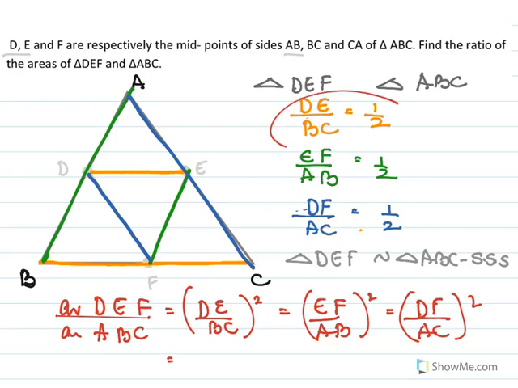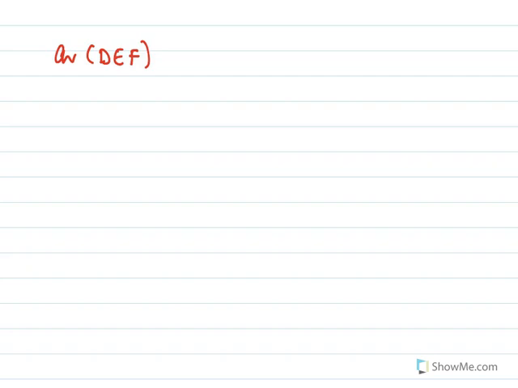Now DE over BC we saw is 1 by 2. So all of them are 1 by 2. 1 by 2 the whole square, which is equal to 1 by 4. Which means the area of triangle DEF over the area of ABC is in the ratio 1 over 4.